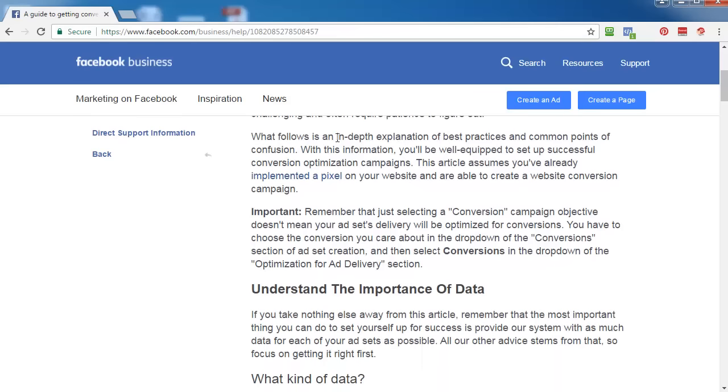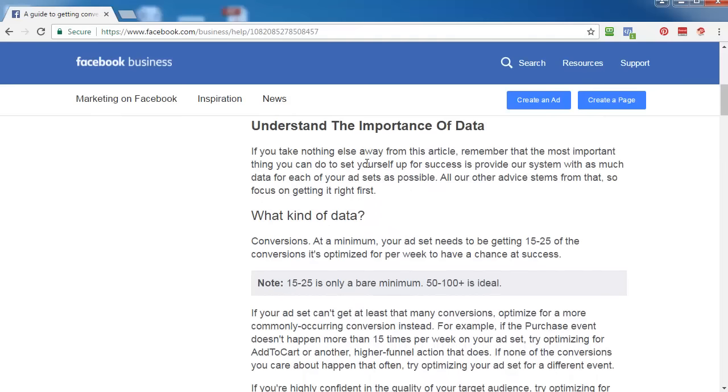So what follows is an index explanation, blah, blah, blah. Remember, just selecting a conversion campaign objective doesn't mean that your ad set's delivery will be optimized for conversions. You have to choose the conversion you care about in the drop-down of conversions section of the ad set creation, and then select conversions in the drop-down of the optimization for ad delivery section. So there's two sections, right? We knew that. Now here's what we already kind of know.